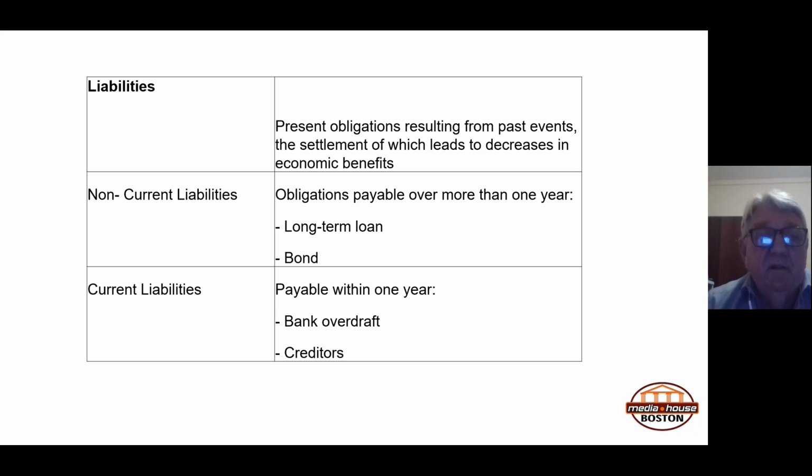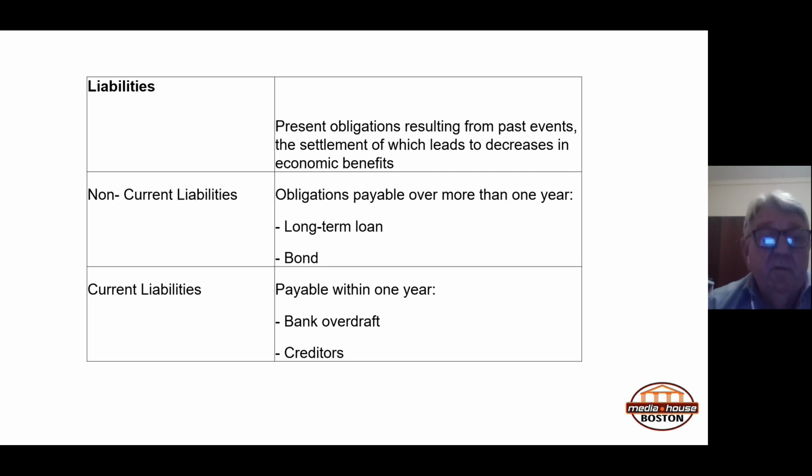Okay, so again, we can split the liabilities in terms of non-current liabilities and current liabilities. So non-current liabilities, these are obligations payable over more than 1 year. So long-term loans, like the one for the truck that I bought, it's a long-term loan, will be a non-current liability. A bond over my property is also a non-current liability.